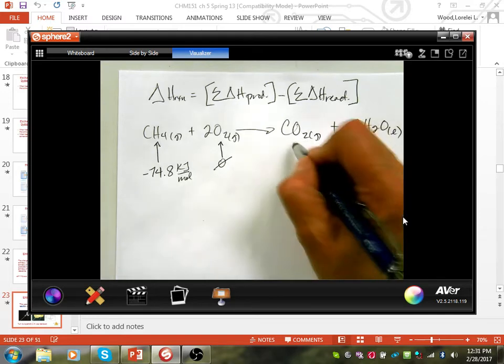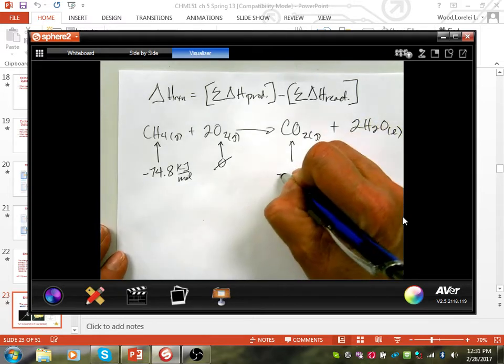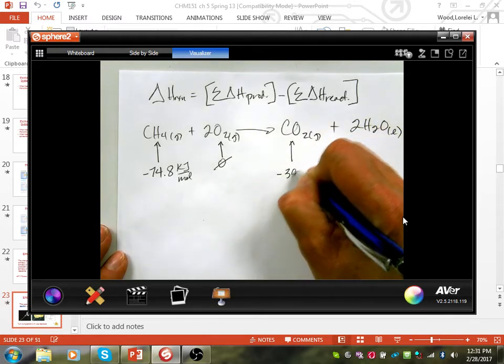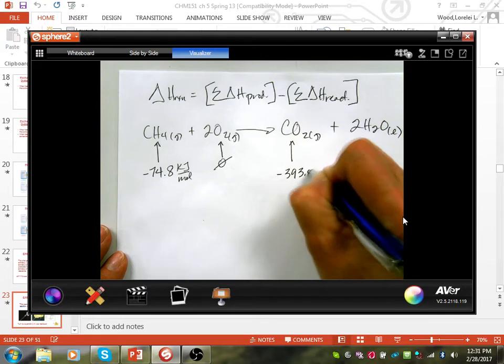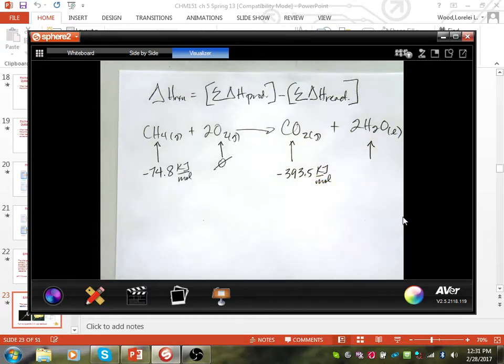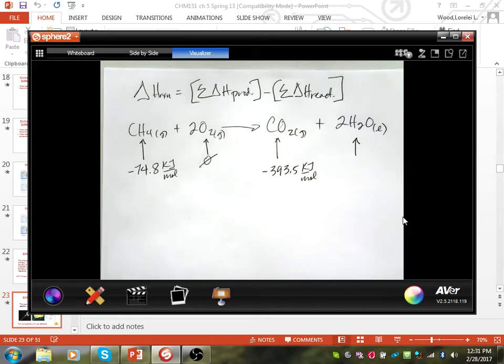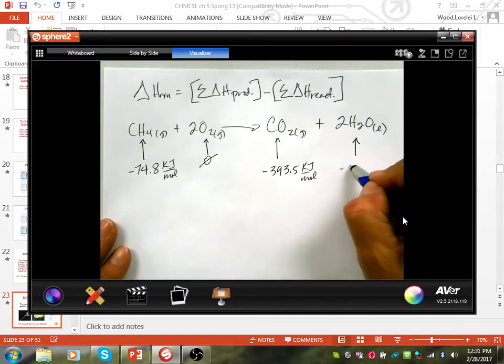What about CO2? What's the enthalpy? What does it cost me to make some CO2? What is it? Negative 393.5 kilojoules per mole. And what's my enthalpy of formation for water as a liquid? Do we have that somewhere? Negative 285? All right.